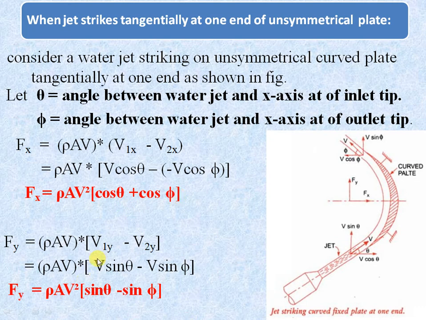And similarly we can calculate Fy. So Fy is nothing but m dot into v1 minus v2. Now in this case the vertical y force is present and the outlet y direction velocity is also present. So rho a v into v1y minus v2y. So rho a v in the bracket, v sin theta minus v sin phi.